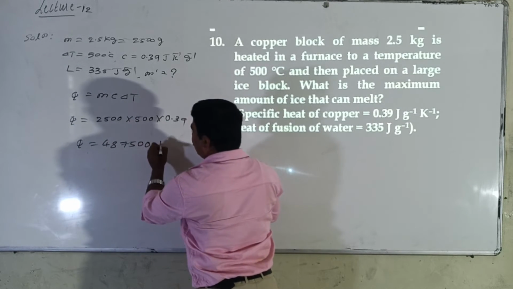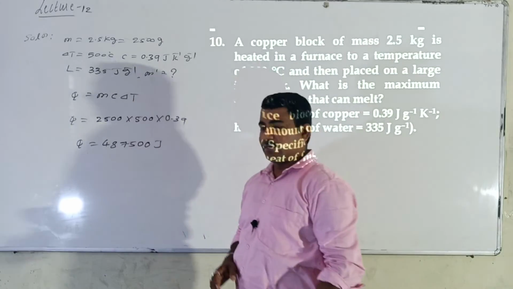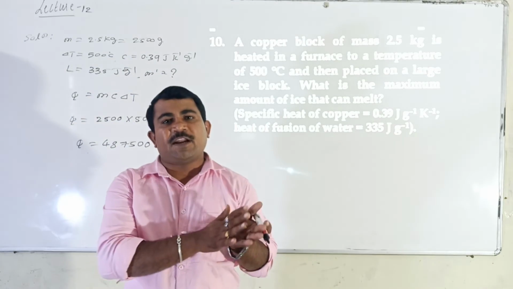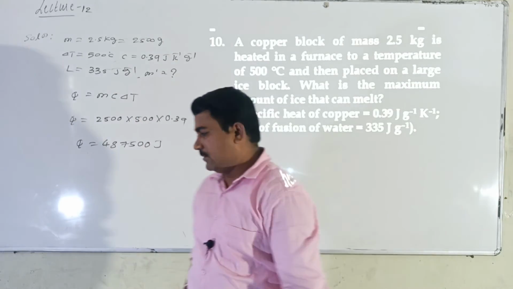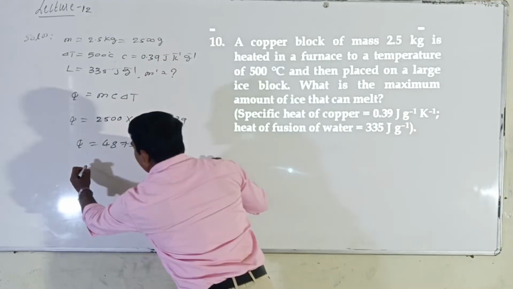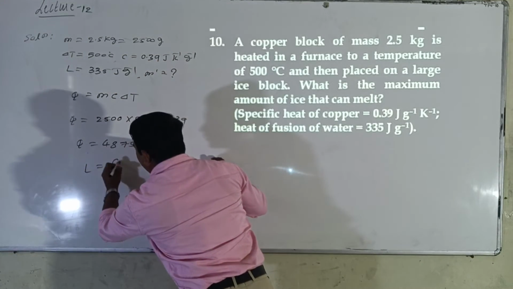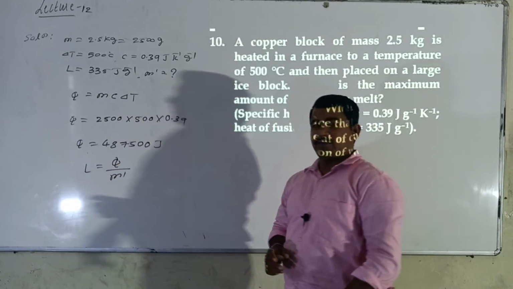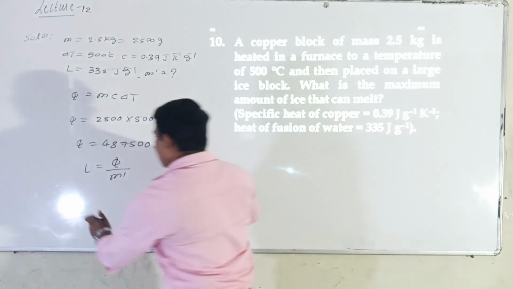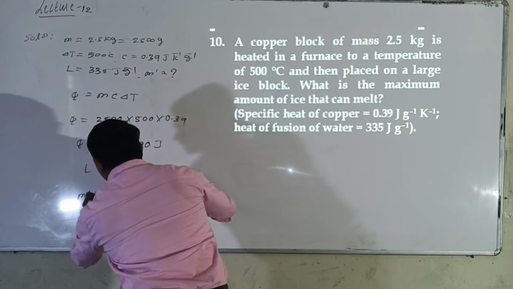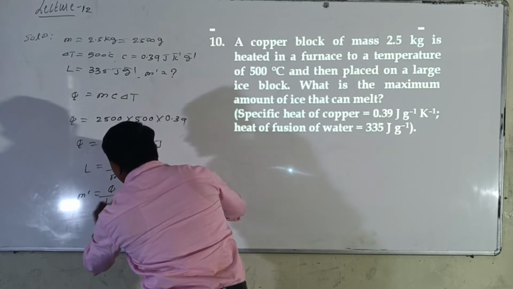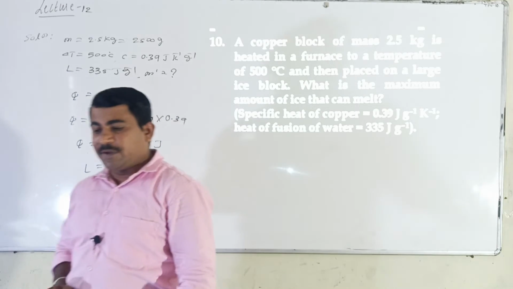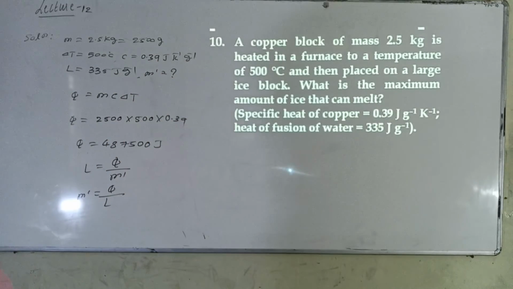487500 joule, like this. Then see here, how much latent amount of heat is available. We know latent heat definition is the amount of heat required to melt the unit mass. Again I will take mass is equal to Q divided by L. Here Q is given, latent heat is given.